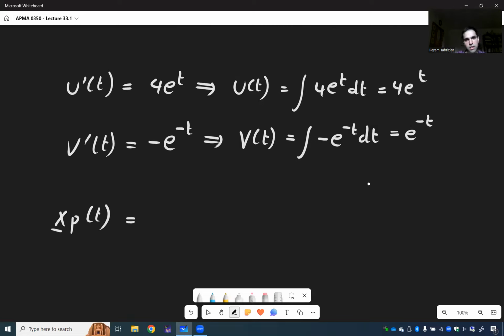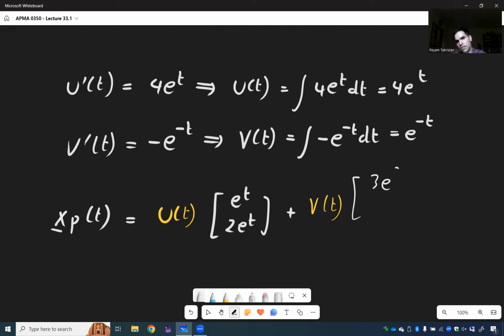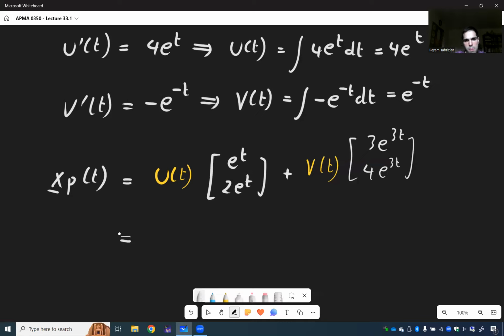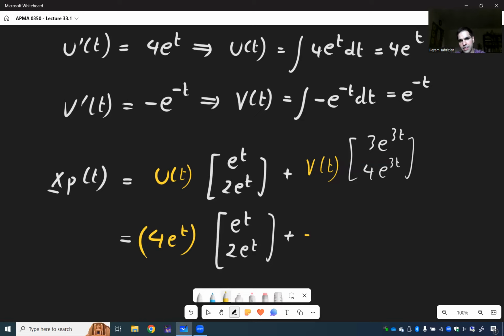So xp of t, remember, was u of t times e to the t, 2e to the t, plus v of t times the second homogeneous solution, 3e to the 3t, and then 4e to the 3t, which now becomes 4e to the t times e to the t, 2e to the t, and then plus e to the minus t times 3e to the 3t, 4e to the 3t.